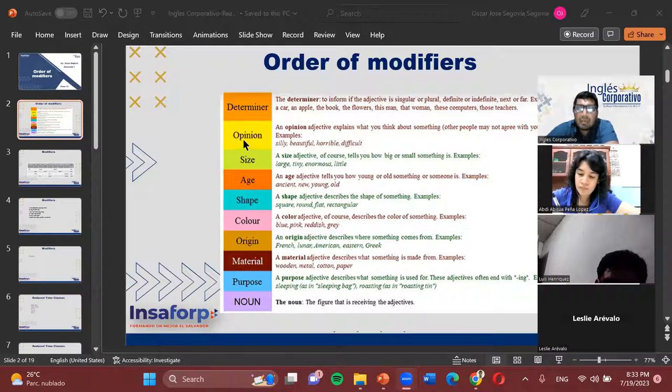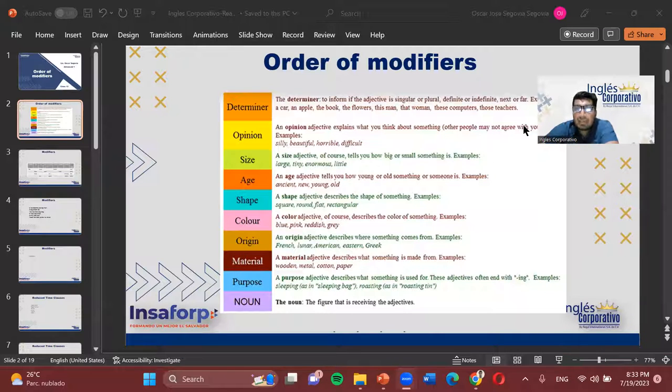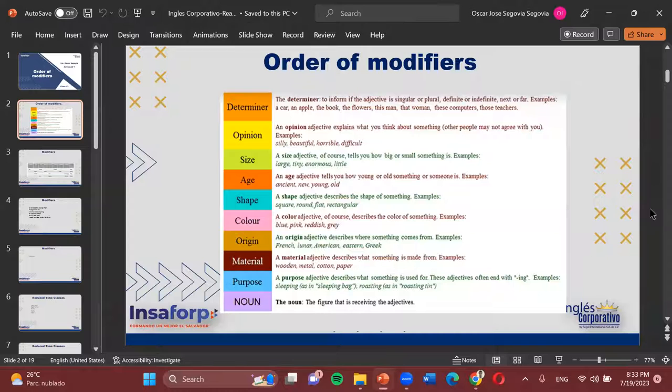Ahora, los que sí van a ser los de opinión, los de tamaño, edad, forma, color, origen, material y propósito. Esos sí, ¿verdad? Son adjetivos que vamos a tratar de tanto recordar en qué orden van, como también limitar la cantidad que vamos a colocar. O sea, que por lo general, como les digo, serían 2, 3, sería como lo básico. 1, obviamente, es simplemente para dar una descripción rápida de algo. O sea, si yo digo the red car, ya está, ¿verdad? El carro rojo, eso es todo. Yo no dije nada más.